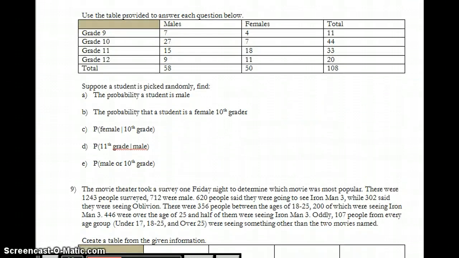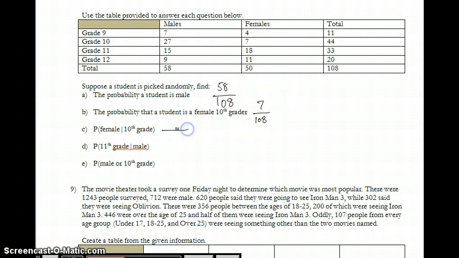In a table, we have a few questions. What's the probability that a student is male? Well, I know that there are, looking at my first column, 58 male students. And I know to divide that by the total number of students, which is 108. Probability a student is a female 10th grader. That means that she is both of those things. There are only 7 female 10th graders out of 108 total.